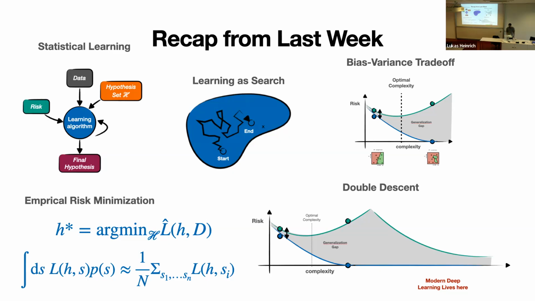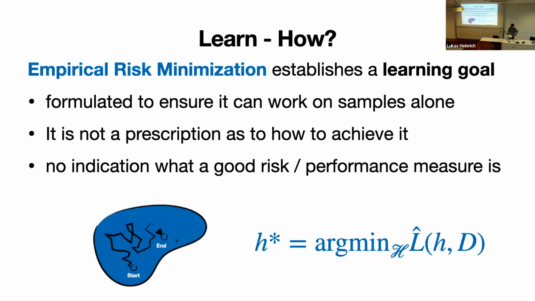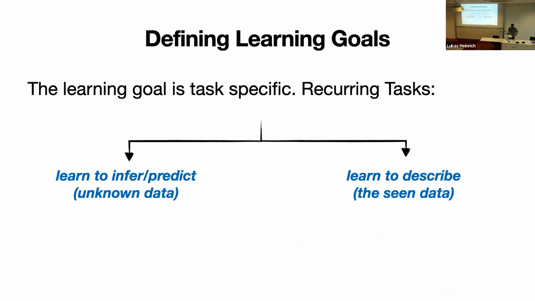But now if you want to actually implement something, we might want to do some more work and try to implement some concrete learning algorithm and concrete risks and so on. And so this is what we'll talk about today. Of course, the learning goal is going to be task specific, depending on what you're trying to do. This is how you're going to define your objective.